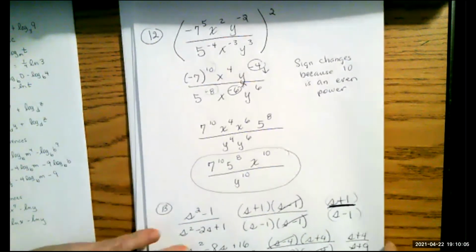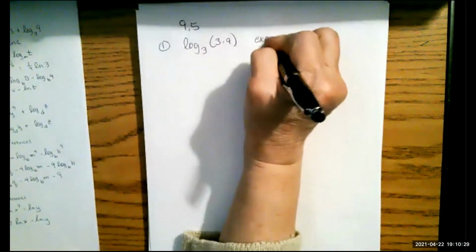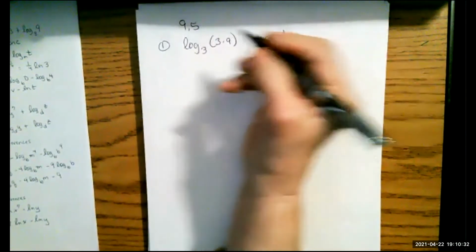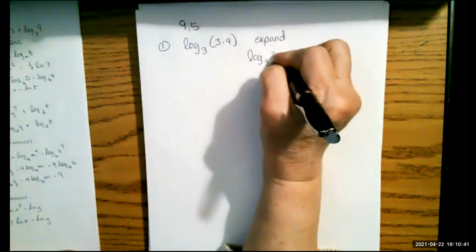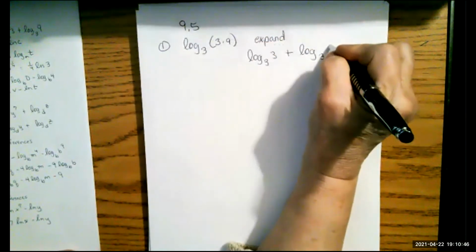Okay, let's do the logarithm part. This is the part that will be on the test, actually. So this is section 9.5, but it's the logarithm part. Number 1, you have log base 3 of 3 times 9, and they want you to expand it. So these are multiplied. So back on our rule, the product rule, we would say that's log base 3 of 3 plus, because it's multiplied, log base 3 of 9.